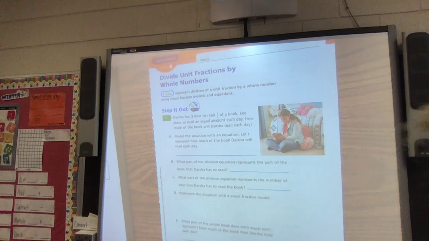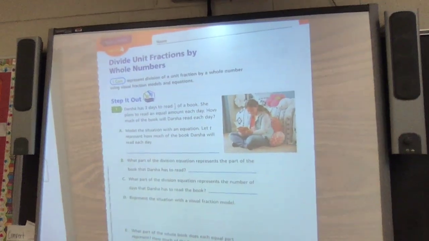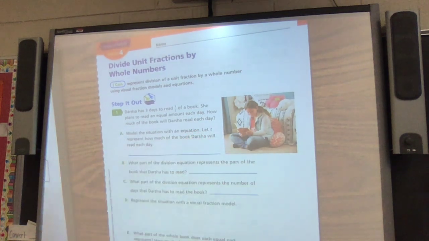Make sure you can see this good. There we go. Okay. So we've been doing this for a while. We're just keeping on practicing. We skipped lesson 3 and went to lesson 4. So you might have noticed that.